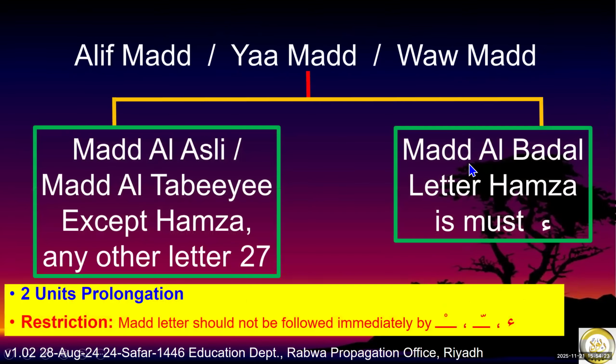So this is the structure of Alif Mad, Ya Mad, and Waw Mad. This is a general name. The specific name is, if the letter is Hamza, it is called Madal Badal. If the letter is not Hamza, one of the letters of 27 letters, then it is Madal Asli or Madal Tabi'i. So both ways you can call it any of these names. So the rule, the action is only 2 units prolongation, and the mad letter should not be followed by Hamza or a letter with the Shadda or a letter with the Sukun.